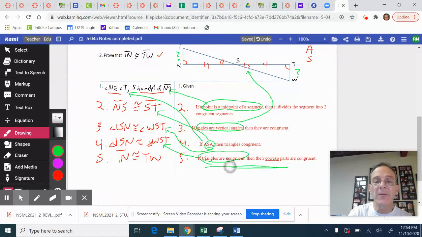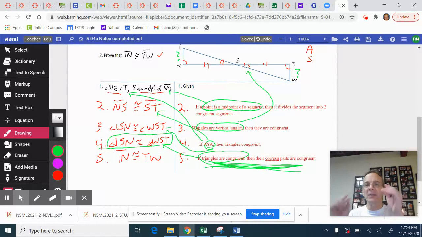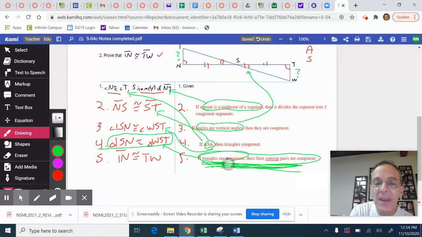You never, ever, ever use this reason until you have stated that triangles are congruent. You know, when we get to this lesson right here, this is where I start seeing students writing this reason. If triangles are congruent, their corresponding parts are congruent, but they have not written anywhere in the statement column that any triangles are congruent. And that's a problem. You can't use this reason if you don't already have a statement that's saying triangles are congruent. Okay.